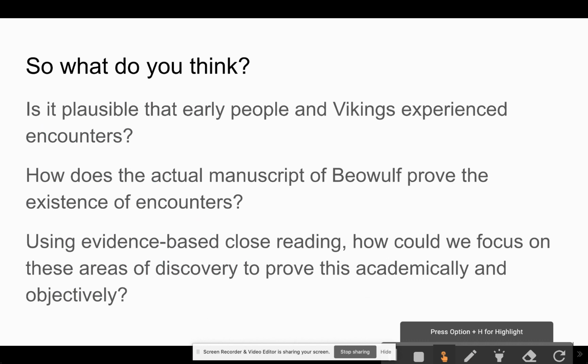So what do you think? Is it plausible that early people and Vikings experienced encounters? Plausible means, is it possible? How does the actual manuscript of Beowulf prove the existence of these encounters? And using evidence-based close reading, how could we focus on these areas of discovery to prove this academically and objectively?